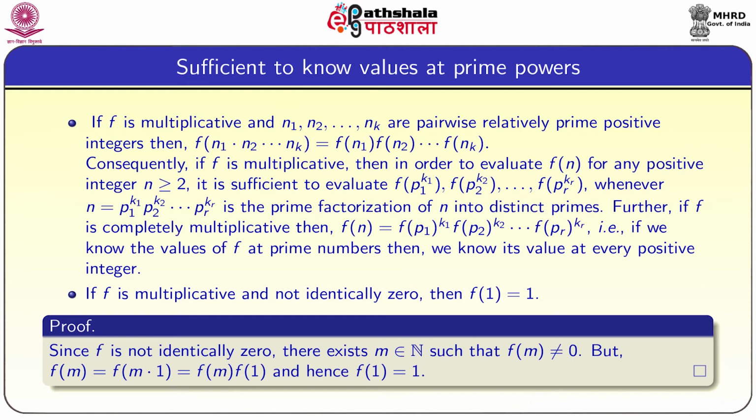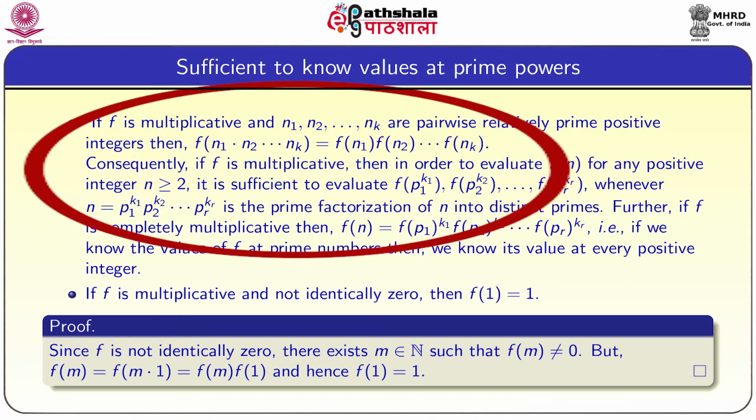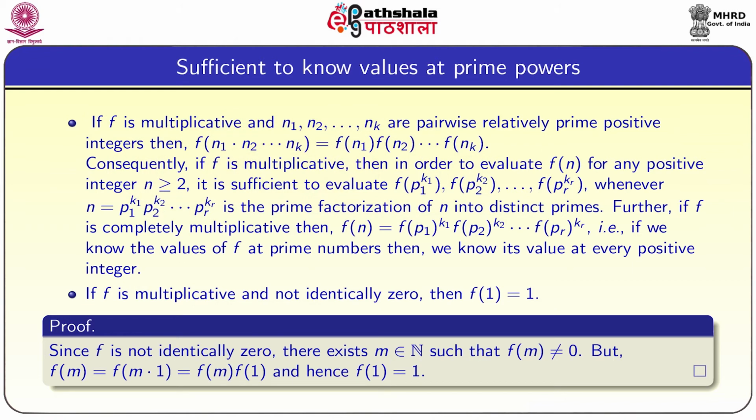So, what is the advantage of the multiplicative and completely multiplicative function? If f is multiplicative and n1, n2 and so on nk are pairwise relatively prime positive integers, then f(n1 n2 ... nk) is equal to f(n1) into f(n2) and so on f(nk). So, in order to evaluate f at the product n1 n2 ... nk, it is sufficient to evaluate f at n1, f at n2 and so on f at nk.